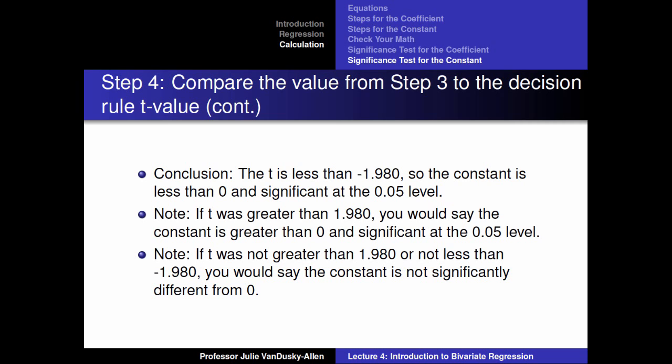Note, if t was greater than 1.980, then you would say the constant is greater than 0 and significant at the 0.05 level. Also note, if t was not greater than 1.980 or not less than negative 1.980, you would say the constant is not significantly different from 0.